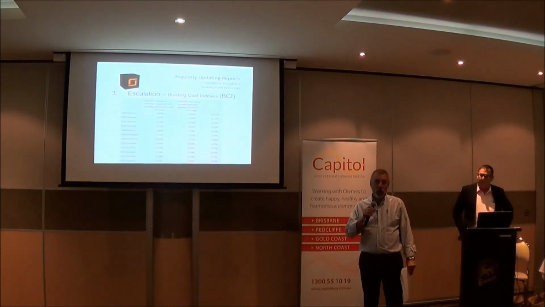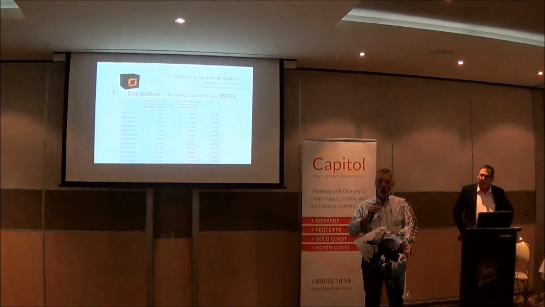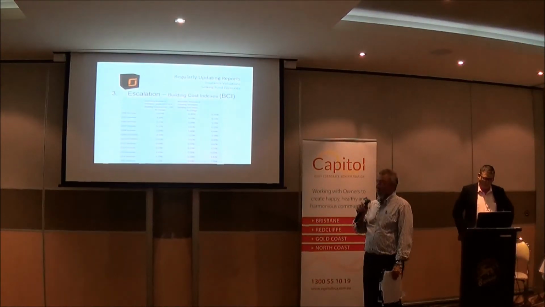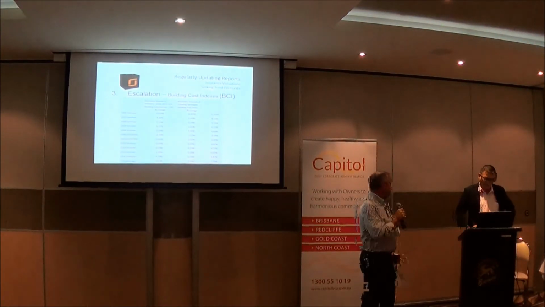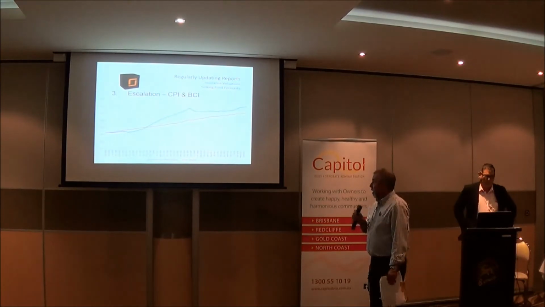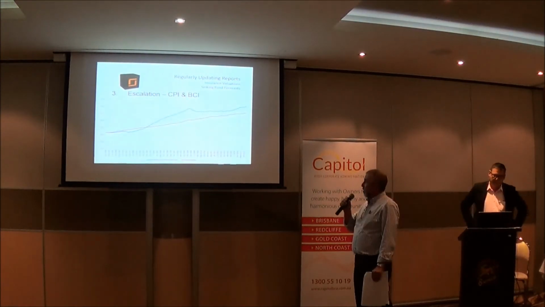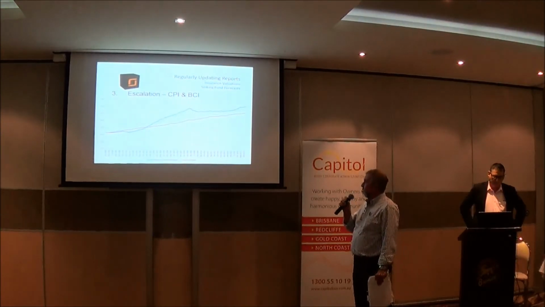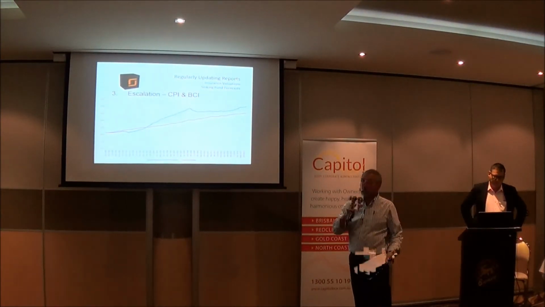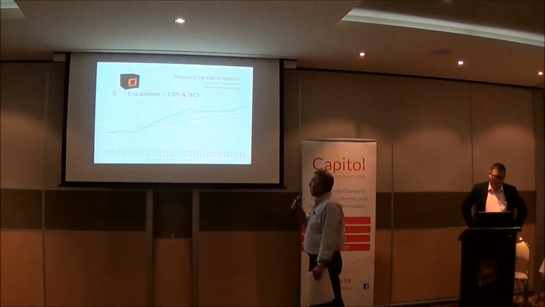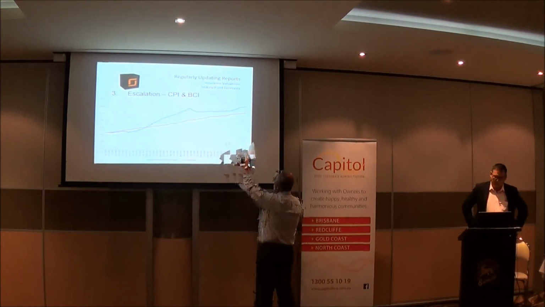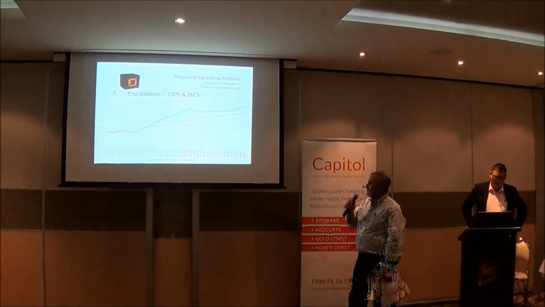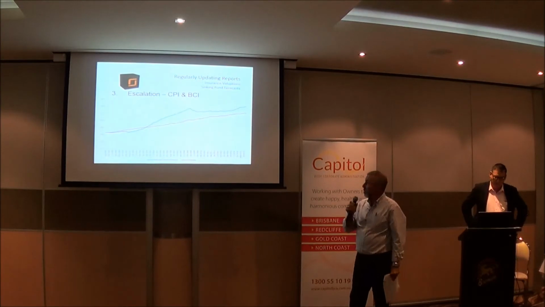4% was generally considered to be the overall norm for escalation, but as you can see from there, in the last 10 years, it's gone up and down like a yo-yo. So this is a graph which shows both the CPI and the building price index, as we call it, which we use for escalation. CPI, which is the red line, is quite steady. The blue line is the building cost or building price index.